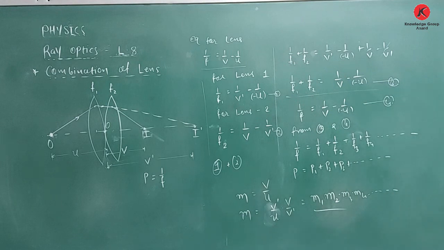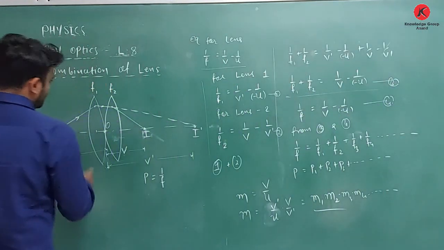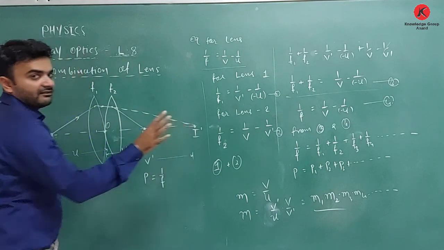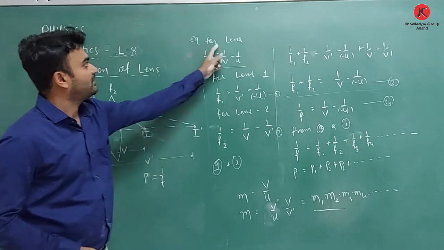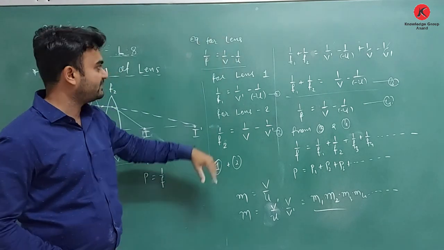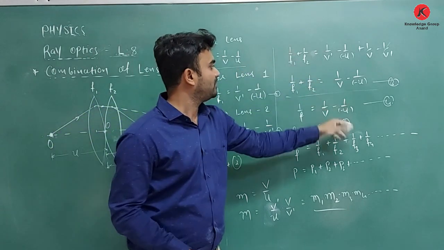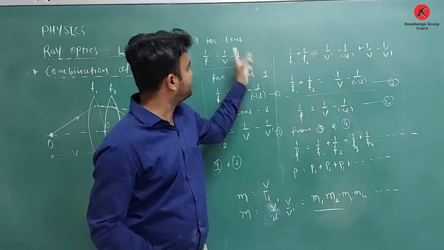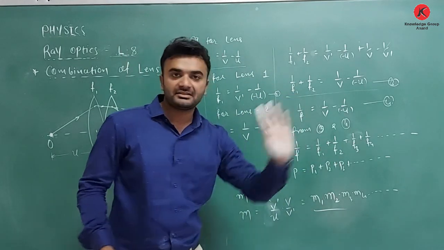Have a quick look once. The image of the first lens will behave as an object for the second lens. So this is the general equation for lens. For the first lens, for the second lens, take the summation of these two, and compare this equation with this equation. So m is equal to power into magnification.